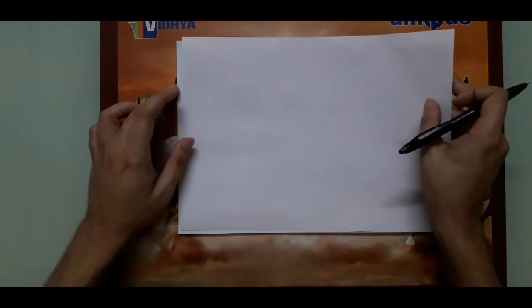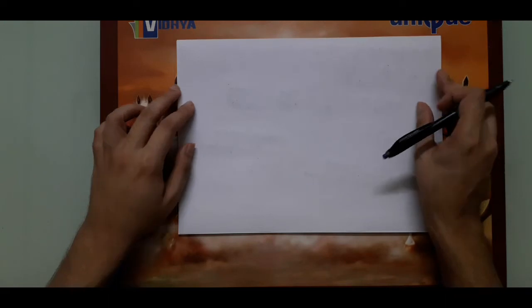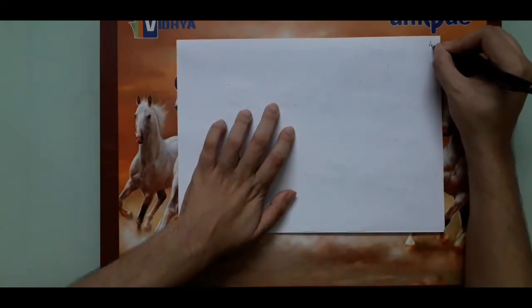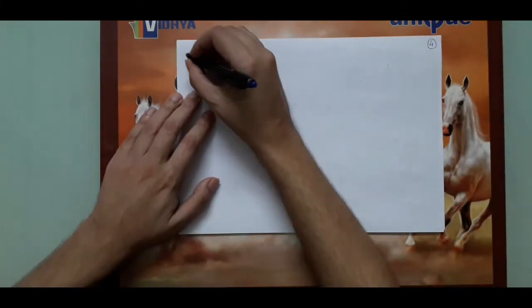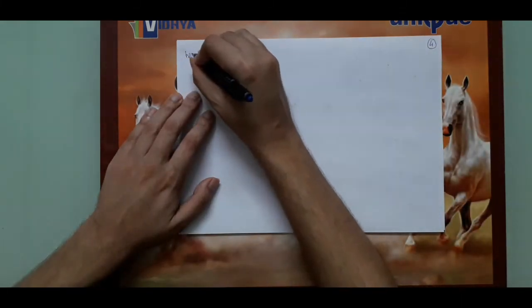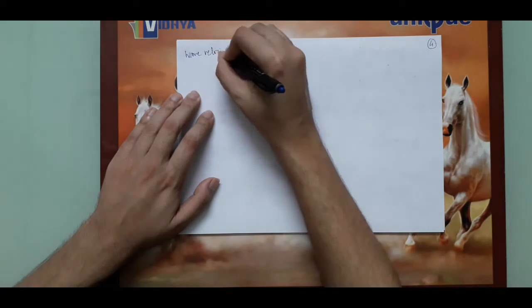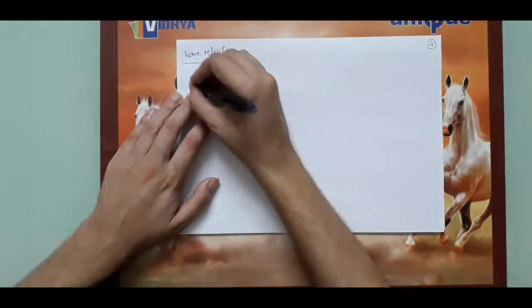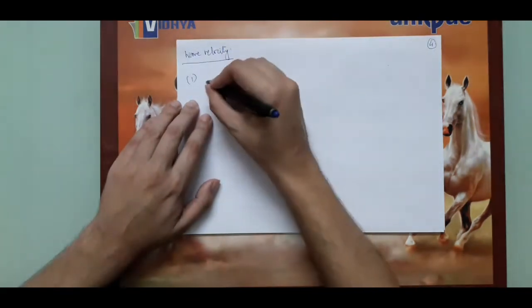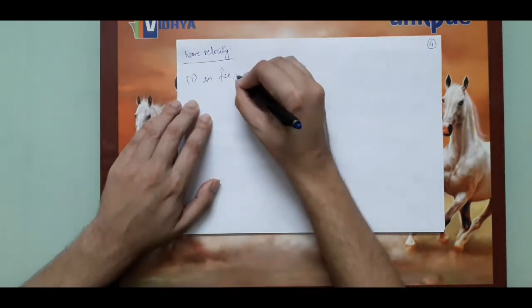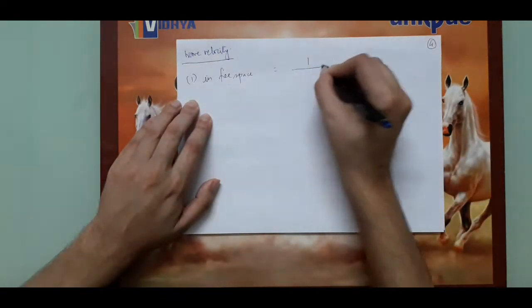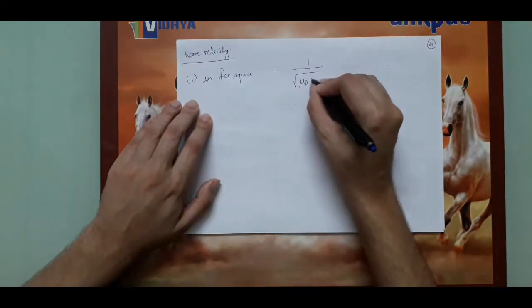Now let us write down what we have understood so far in terms of the velocities. The wave velocity, let's take case 1, in free space. That velocity is nothing but 1 by the square root of mu 0 epsilon 0.